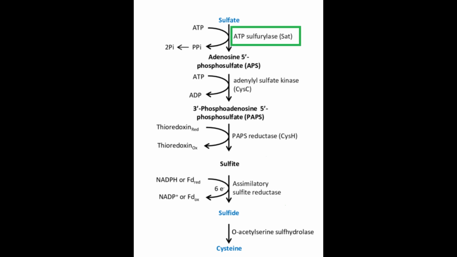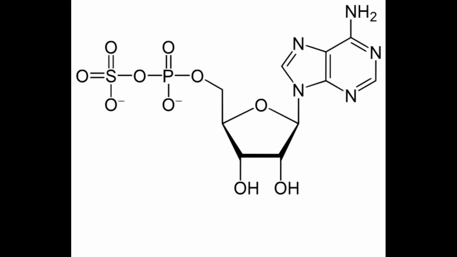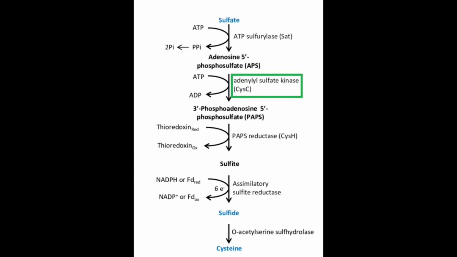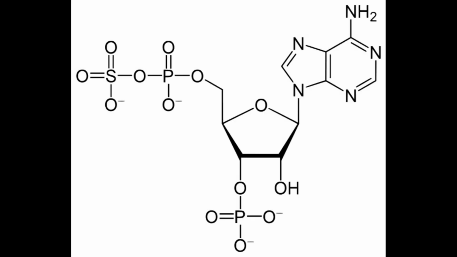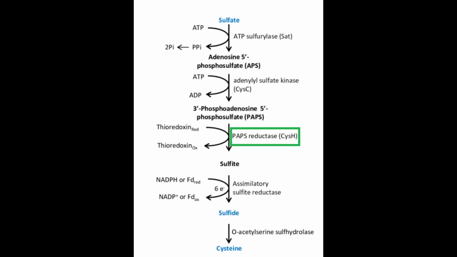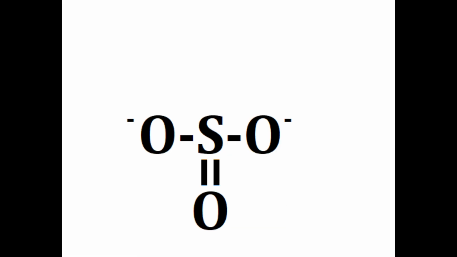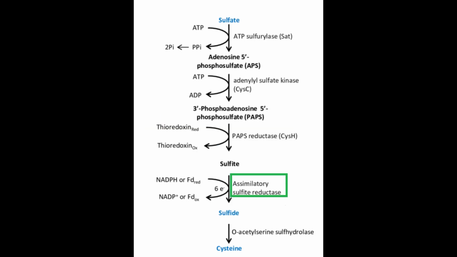First, sulfate is reacted with ATP by the ATP sulfurylase enzyme, forming adenosine 5-phosphosulfate, or APS, and releasing the diphosphate group originally bound to the ATP. Then, the adenylyl sulfate kinase enzyme reacts another ATP with the APS, adding a phosphate to the third carbon on the ribose, forming PAPS. Next, a PAPS reductase enzyme takes electrons from a thioredoxin to reduce the sulfur group on the PAPS, forming sulfite and releasing the 3',5'-adenosine diphosphate. Finally, an assimilatory sulfite reductase takes electrons from either NADPH or ferredoxin to reduce the sulfite to sulfide.